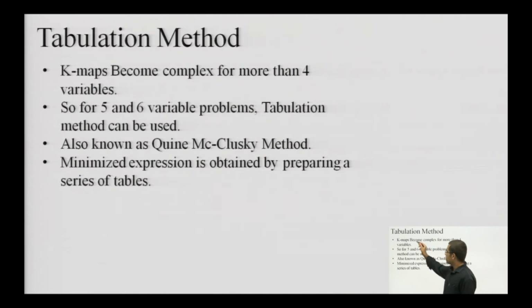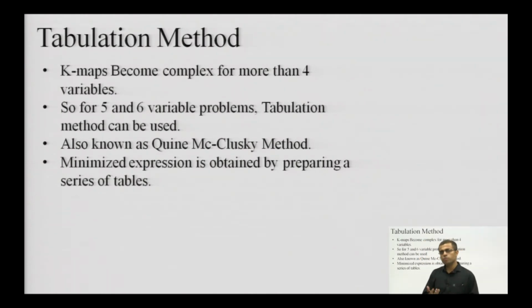Why? Because as we have seen in our previous lecture and today's lecture as well, when we were solving 5 variable problems and 6 variable problems using K map, the structure was quite complex and it was not easy to find the groups, and it was also not easy to determine the size of groups, because a single group can be available in multiple K maps. So, we have to be very careful while solving 5 and 6 variable problems using K map.